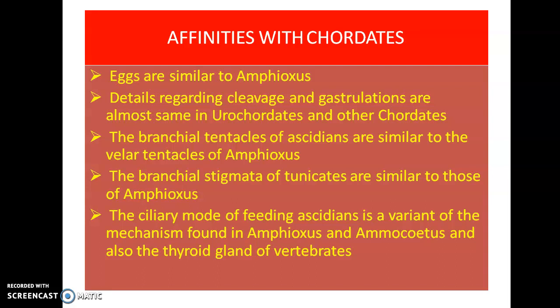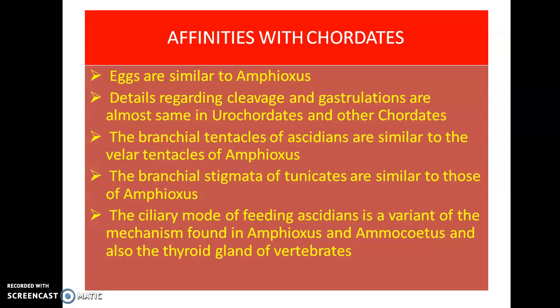Then the branchial tentacles of Urochordates are similar to the velar tentacles of Amphioxus. We know what is meant by velar tentacles. So both these structures are very much related. The branchial stigmata of tunicates are somewhat similar to those of Amphioxus. Clear? Then the mode of feeding.